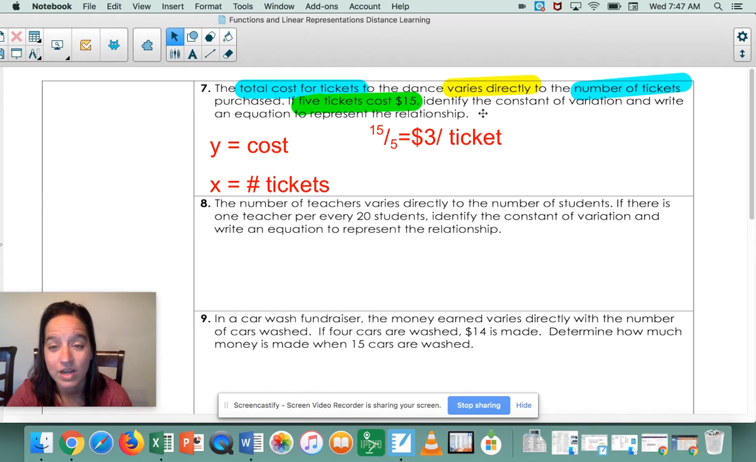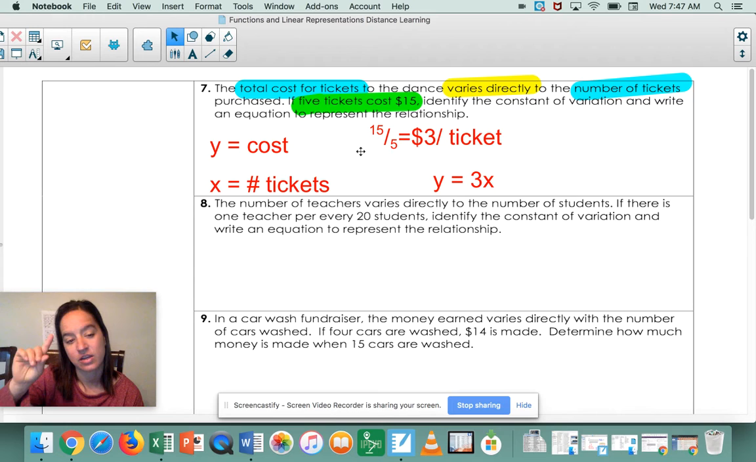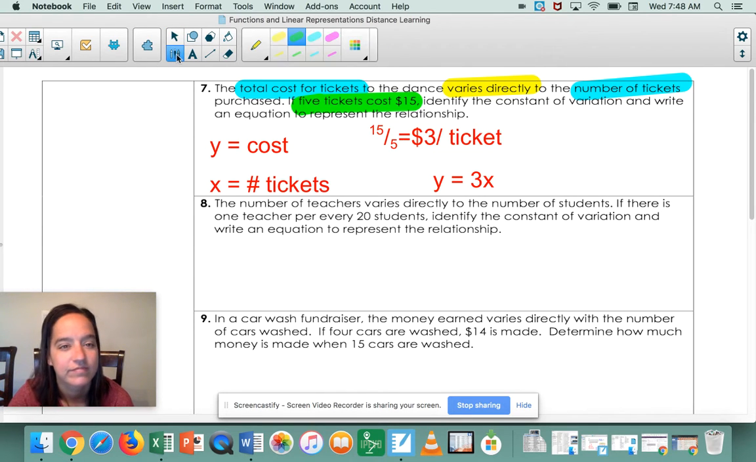So now, what is my equation to represent the situation? Oh, well, now I have to find it. Where did it go? Oh, there it is. Y equals 3x. And so there we go. So first, it's identifying what's my x, what's my y. Second, I found my constant of variation, the constant rate. And then third, I made an equation. All right, let's do another one.